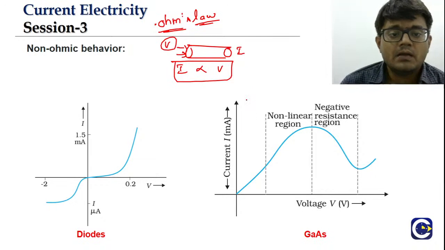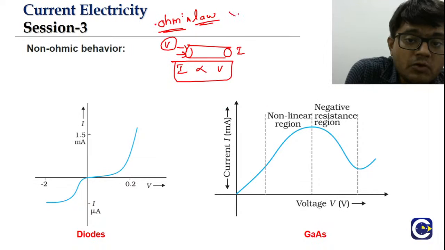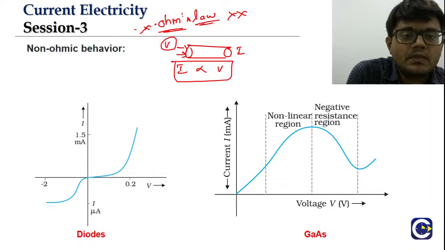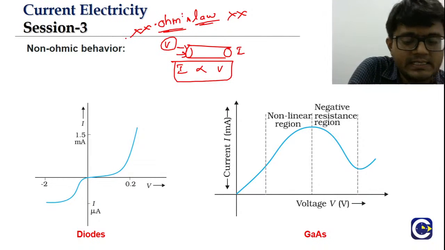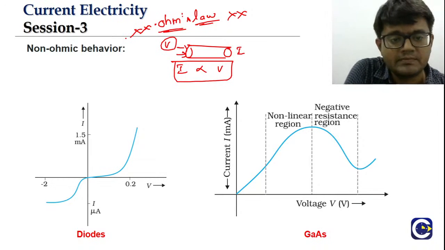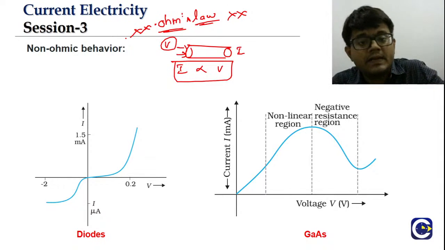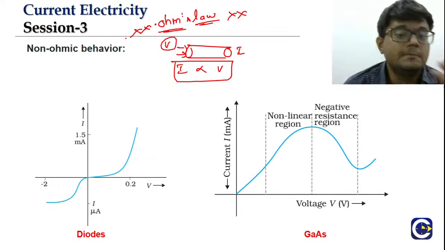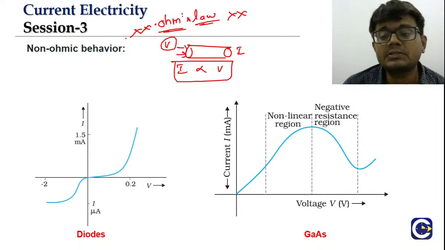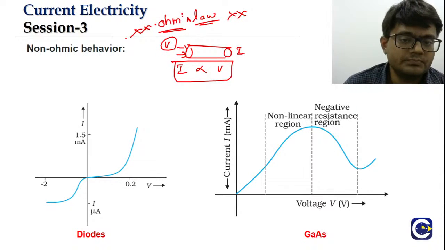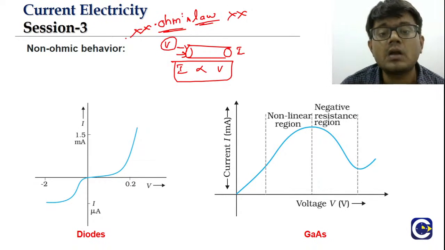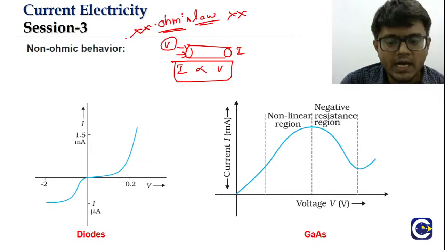But we have some materials which don't even follow Ohm's law. If Ohm's law is followed, then the resistance concept has a meaning. But we have some substances which don't follow Ohm's law. What do we call such substances? We call them non-ohmic behavior.